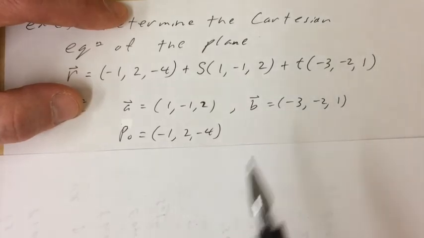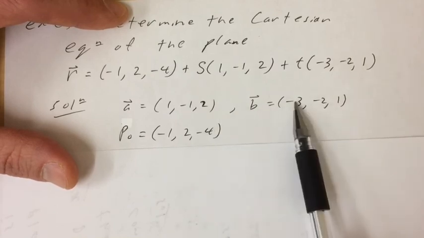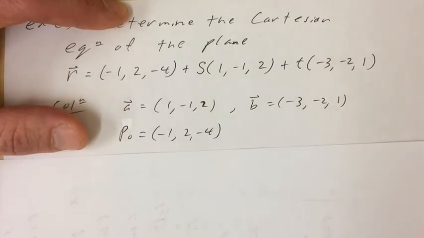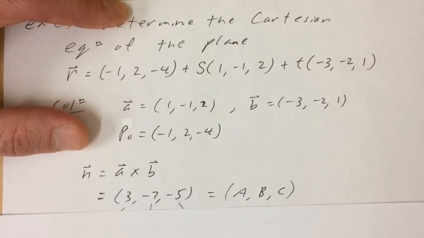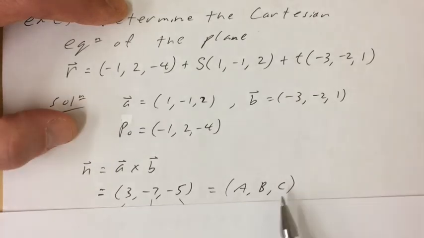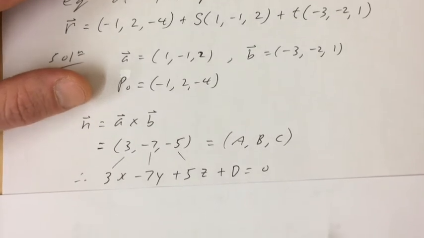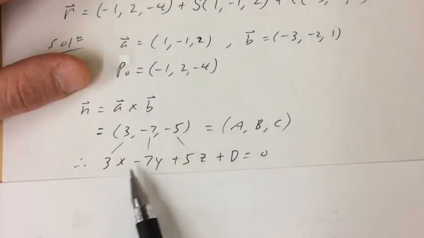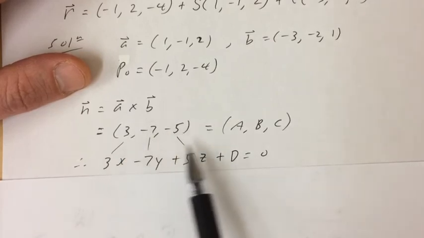So hopefully maybe you've come up with the fact that the normal vector has got to be perpendicular to both these direction vectors. How do you get a vector that's perpendicular to 2 vectors? Cross product. Okay, so cross product those 2 vectors and you get 3, negative 7, negative 5. And this is going to be good enough for your ABC because it's perpendicular to the plane. Okay, sub those into the equation, just like before, 3x minus 7y minus 5z plus d equals 0. A, B, C go in there.